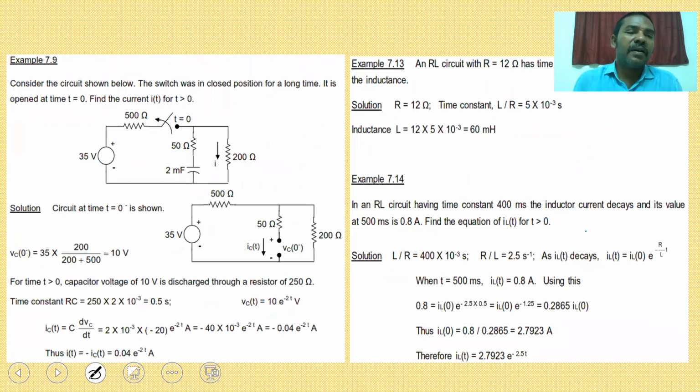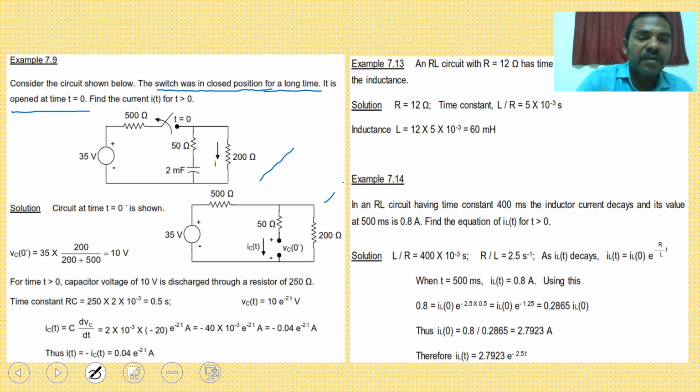Then come to the next problem. They are given a circuit. The switch was in closed position for a long time. For a long time indicates that the capacitor is open circuited. Under that condition, we have to go for the calculation of current, and the switch is opened at t is equal to 0 seconds. So initially the switch is closed for a long time, which means that the capacitor is open circuited.